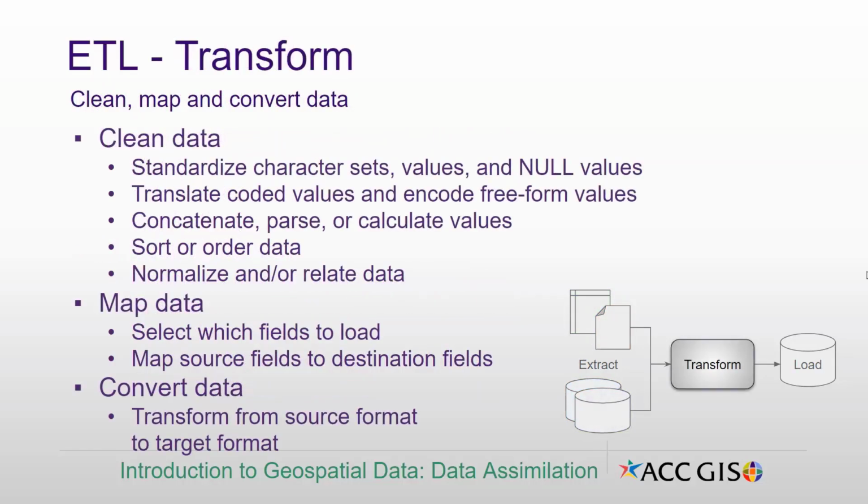The second step in the ETL process is to transform, where we clean, map, and convert data. Cleaning data might involve, for example, standardizing character sets, values, or null values. Maybe you have blank values, or you have values that have leading zeros, for example, and you want to standardize that as you're transforming the data in. You also might translate coded values and encoded freeform values. So converting coded values like 1, 2, and 3 to low, medium, and high, or maybe the other way around, low, medium, and high to 1, 2, and 3.